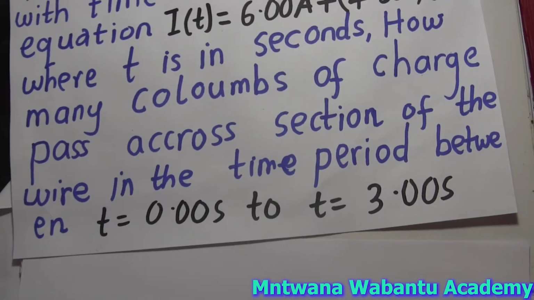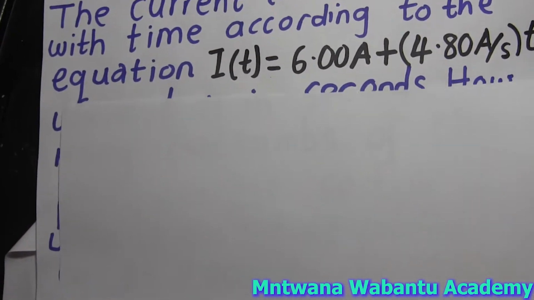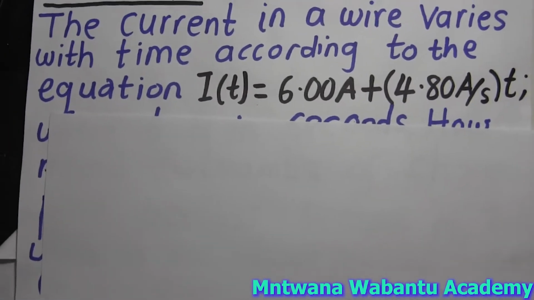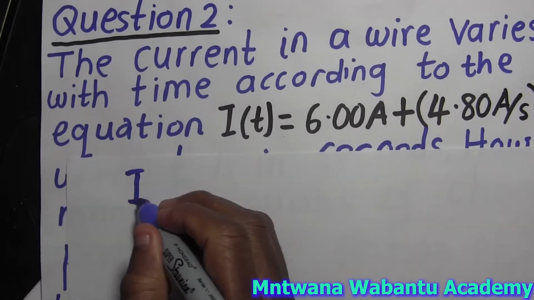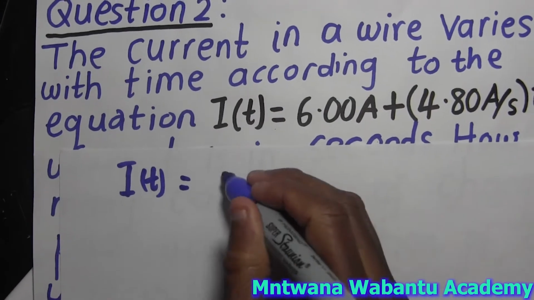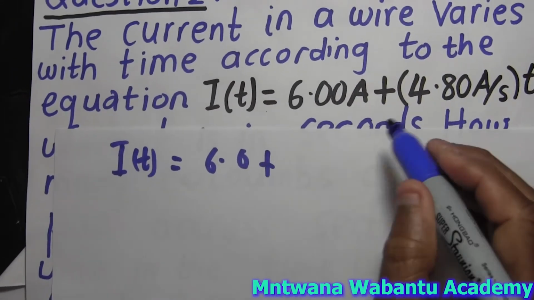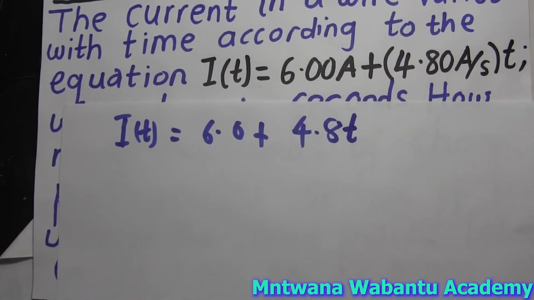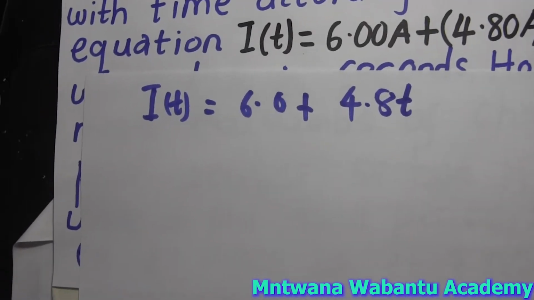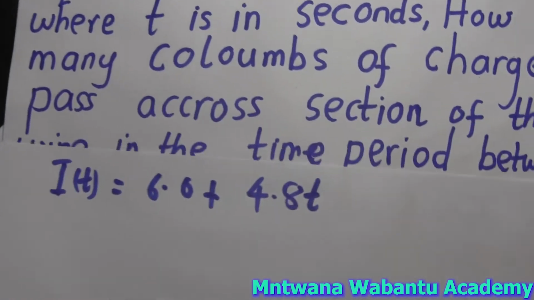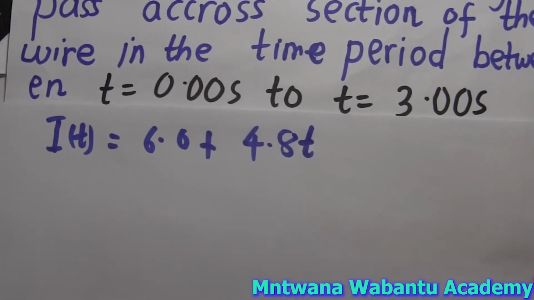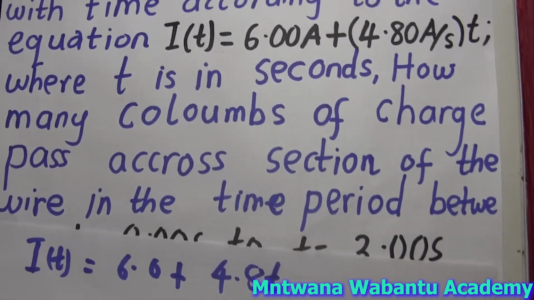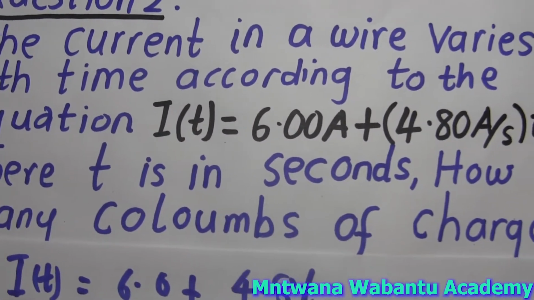This is a very easy question. First and foremost, I'm going to write my information. My current, which varies with time, is equal to 6.0 plus 4.8 t. So this is the current given. And what do they want here? They mention something here, if you look carefully. They say time starts from 0 to 3. That's where you get the concept.